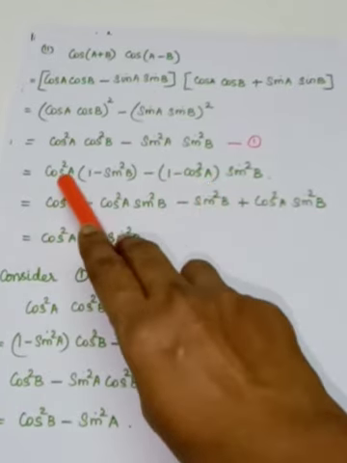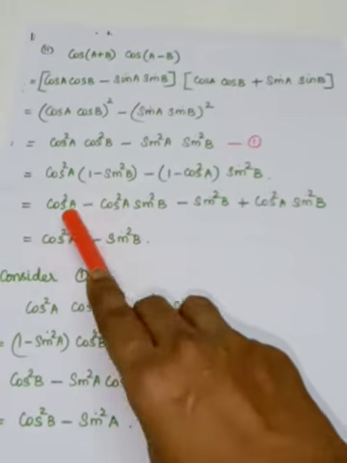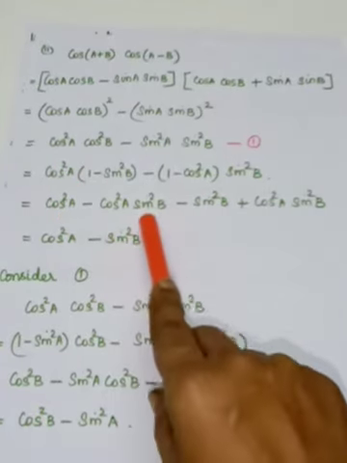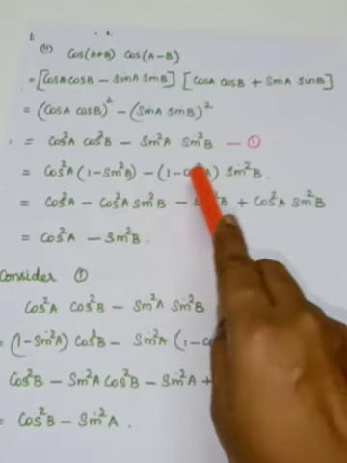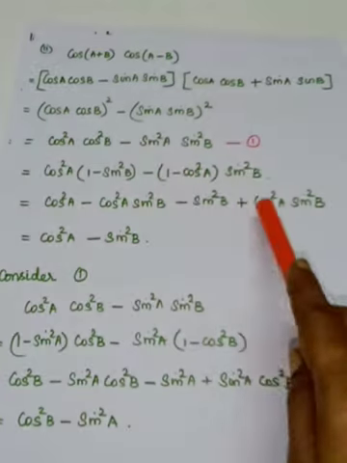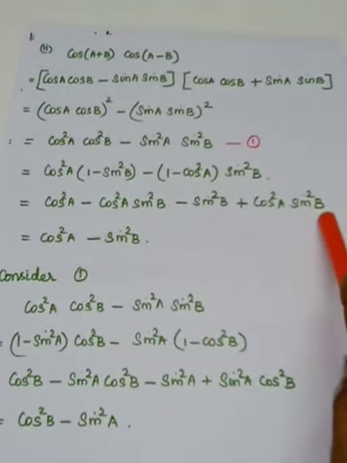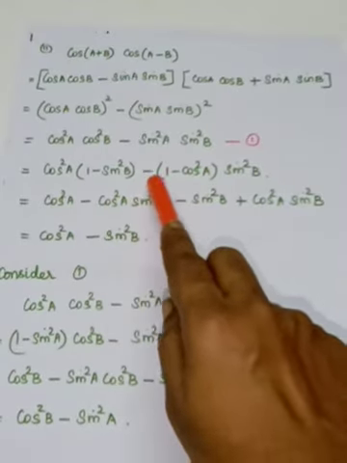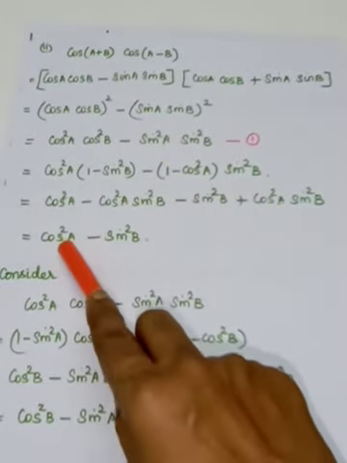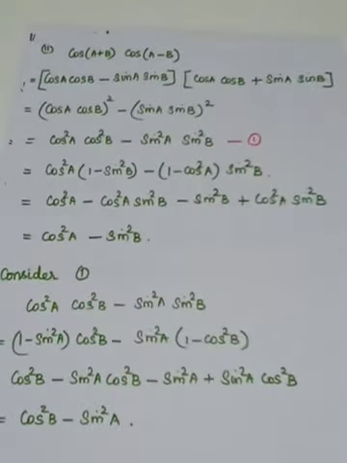So if you multiply cos squared A into 1 is cos squared A minus cos squared A into sin squared B is here you are having. So minus 1 into sin squared B is minus sin squared B. Minus into minus plus cos squared A sin squared B. You see the terms, it is in minus, it is in plus, both getting cancelled. So here you are having cos squared A minus sin squared B.